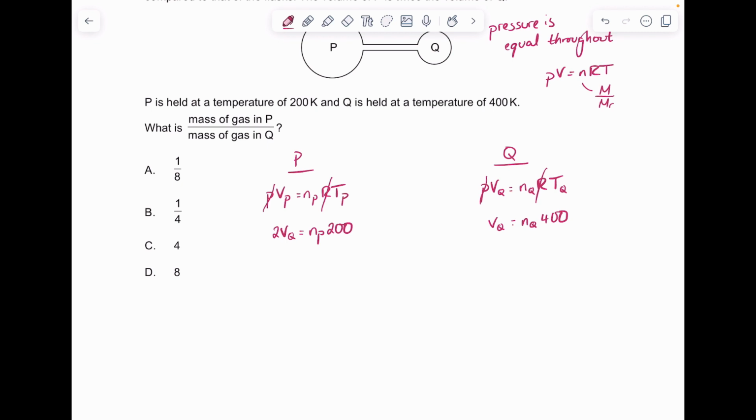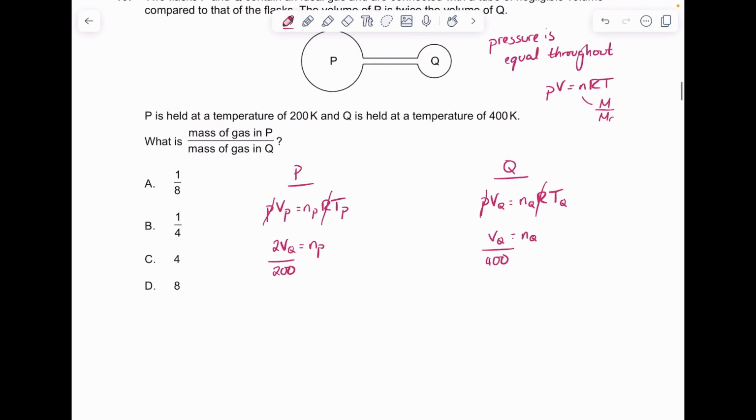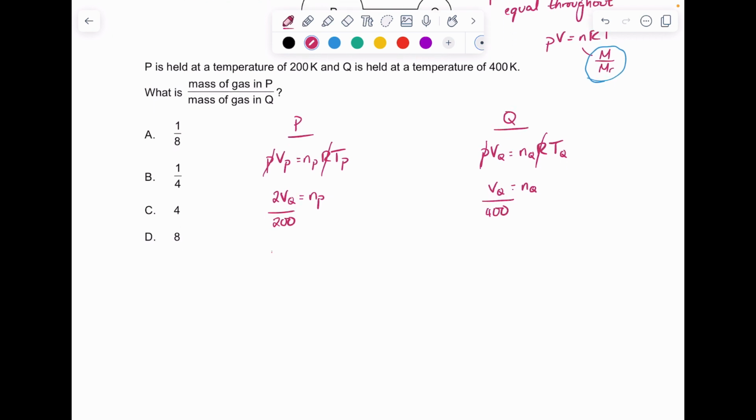Slight rearrangement. Let's move the 200 and the 400 underneath the volumes, because if I'm looking to consider how the masses are related to each other, I'm looking at the number of moles based on mass over molar mass that we had earlier. So that is equal to the mass in P over the molar mass, and this is equal to the mass in Q over the molar mass.